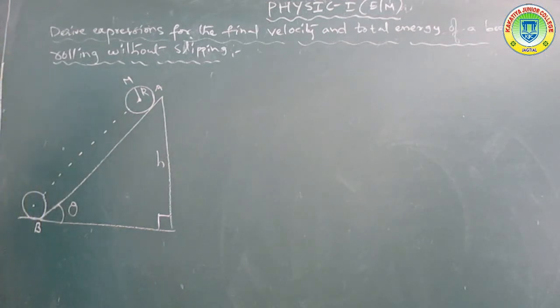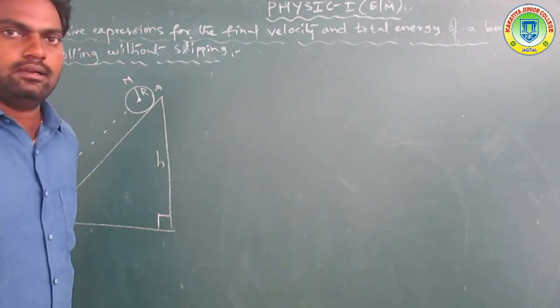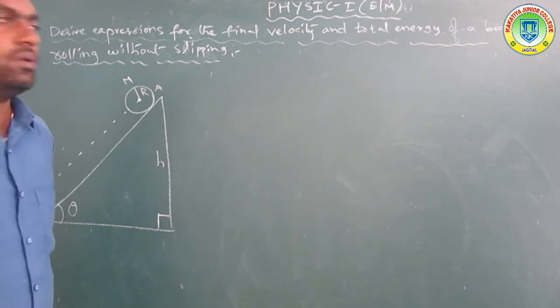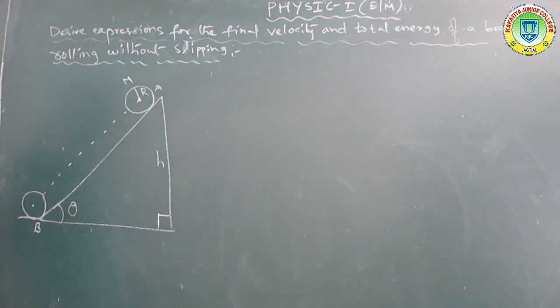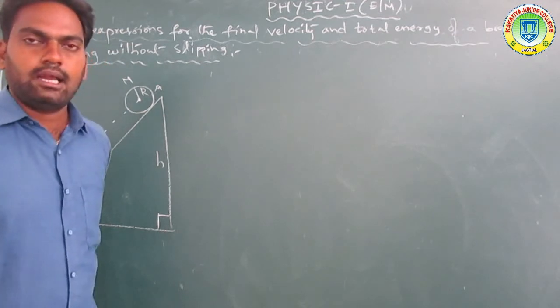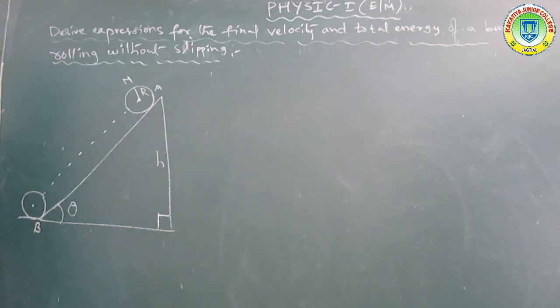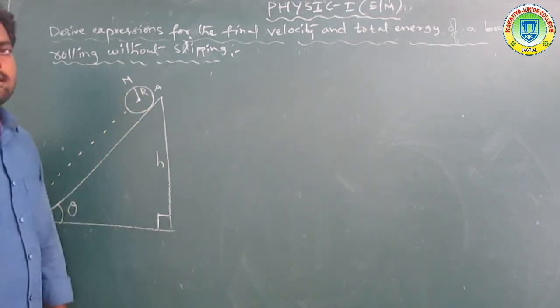Without slipping. So, the expression for final velocity and total energy of a body rolling without slipping. Consider a rolling body of mass m and radius r. That is the rolling body, and we take its mass as capital M and its radius as r.